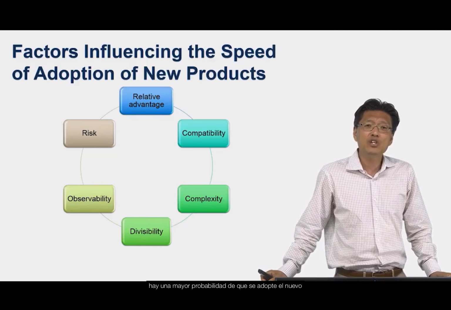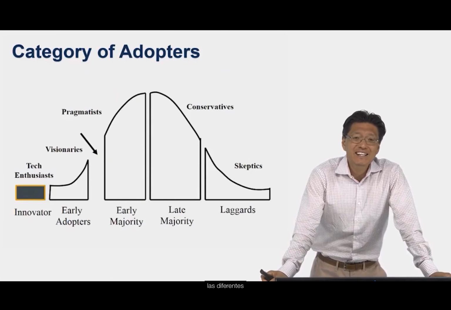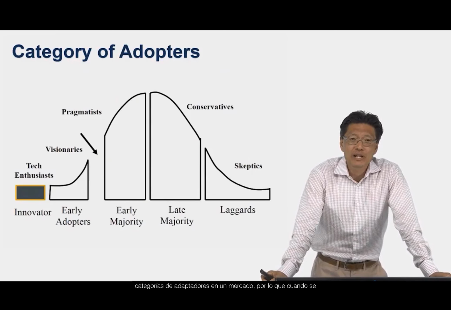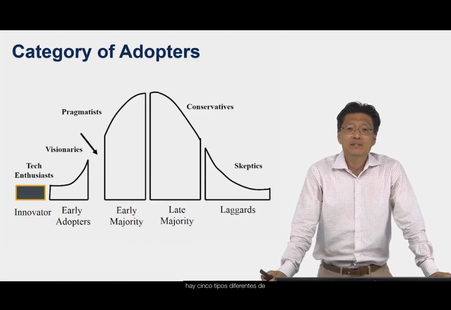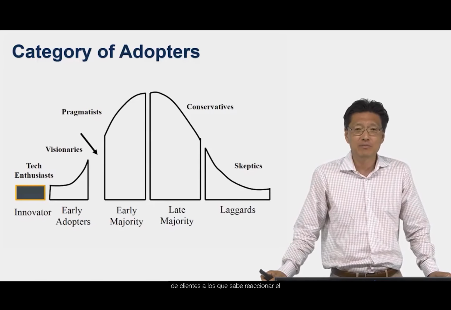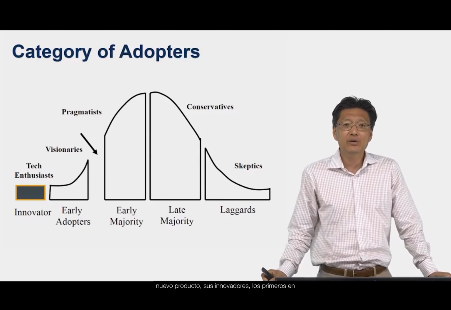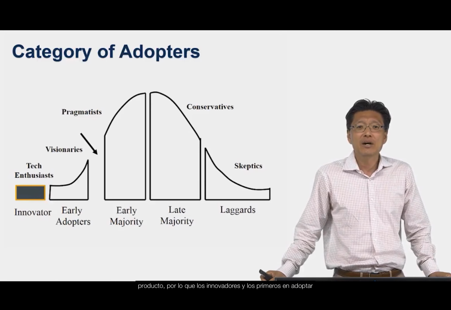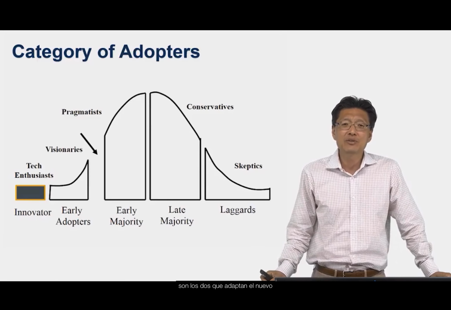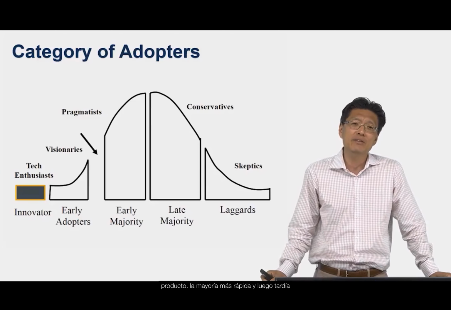This shows you the different categories of adopters in a market. When a new product is introduced, typically there are 5 different types of customers that react to the new product. They're innovators, early adopters, early majority, late majority, and laggards. As you go from left to right, this shows you the rate or the time in which customers adopt the new product. Innovators and early adopters are the 2 that adopt the new product the fastest.